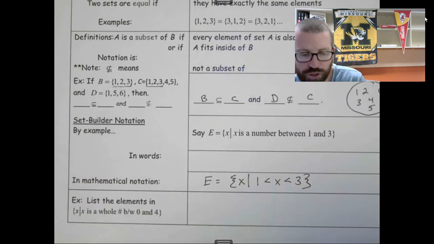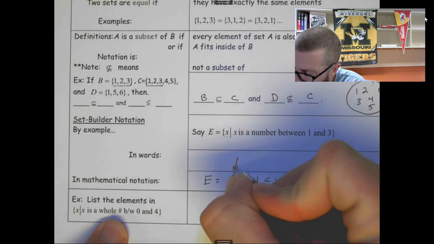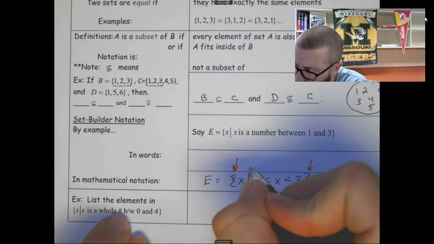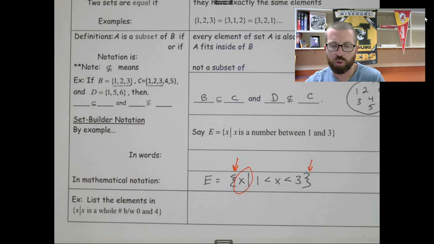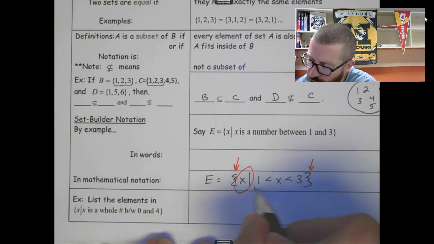But some things to notice about the notation are these brackets right here. You'll always have these curly brackets when you're talking about sets. And then this x and this straight bar will always be there. What changes is what's inside here, depending on the situation.